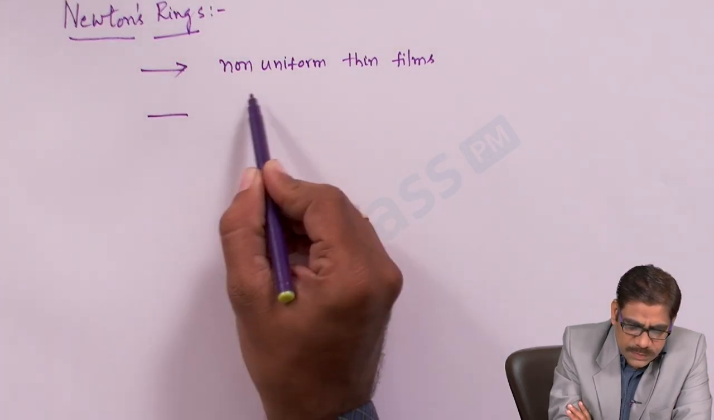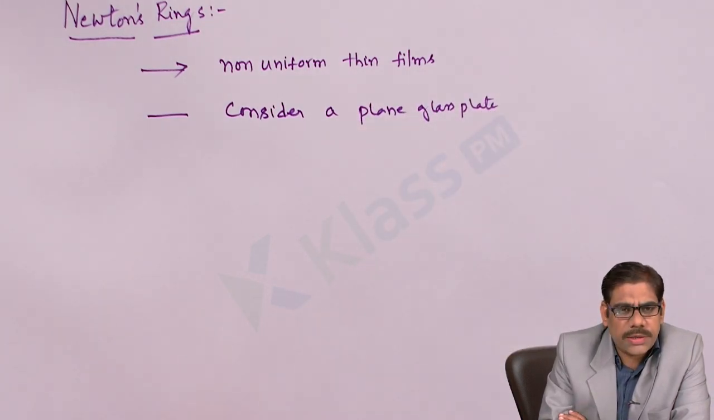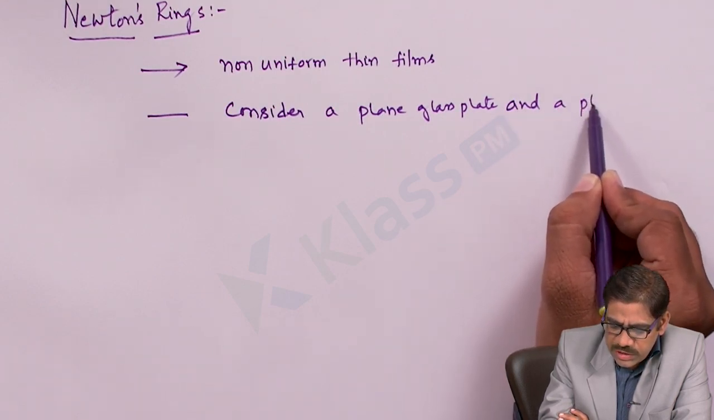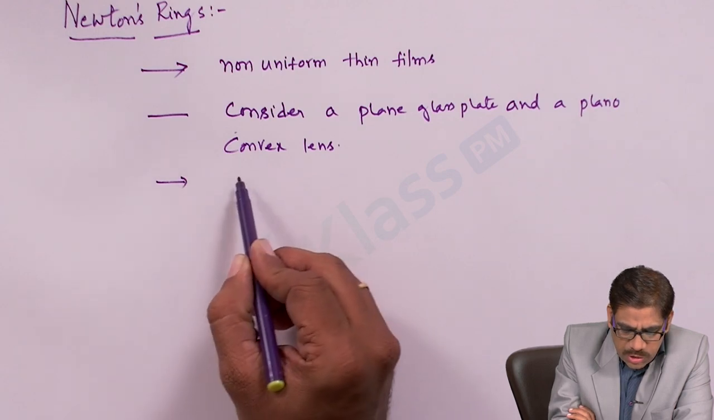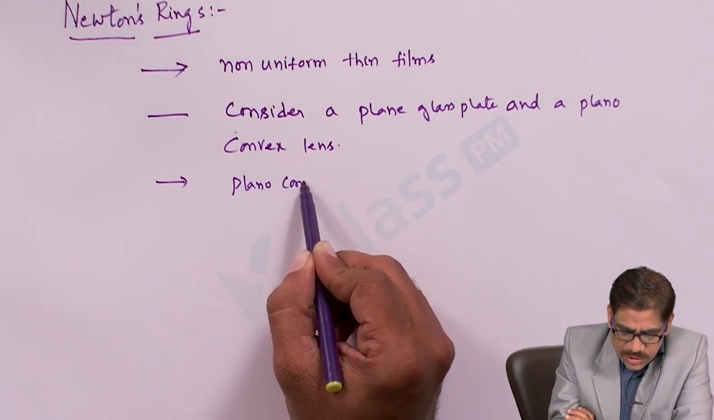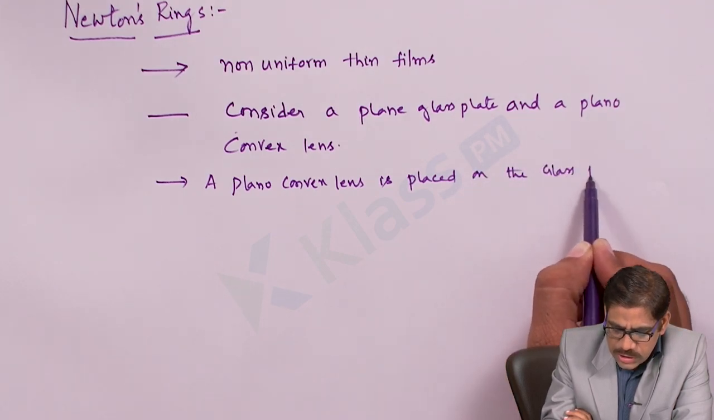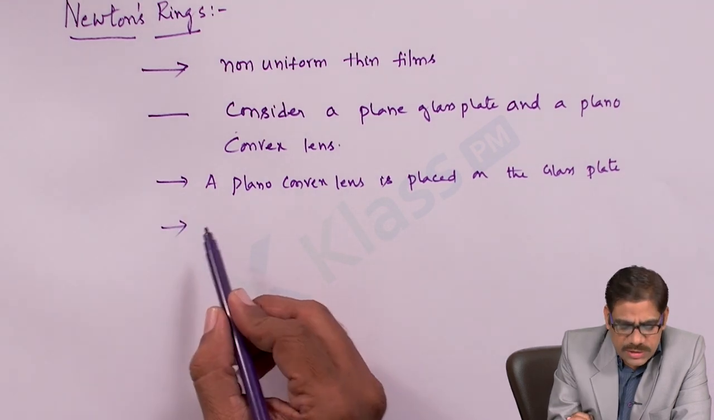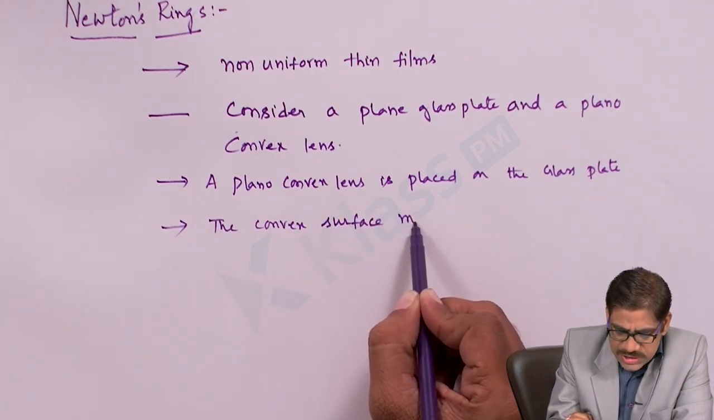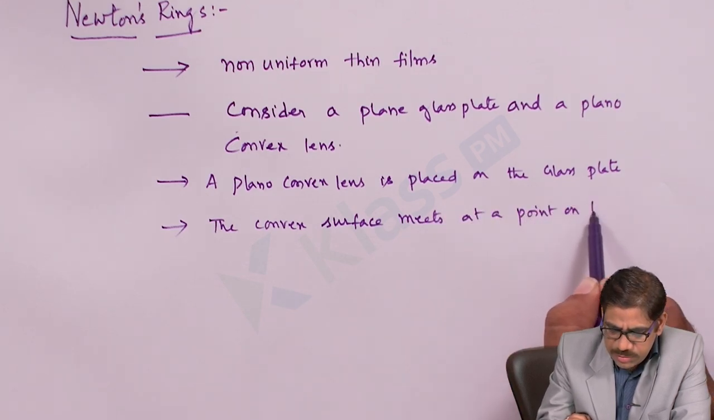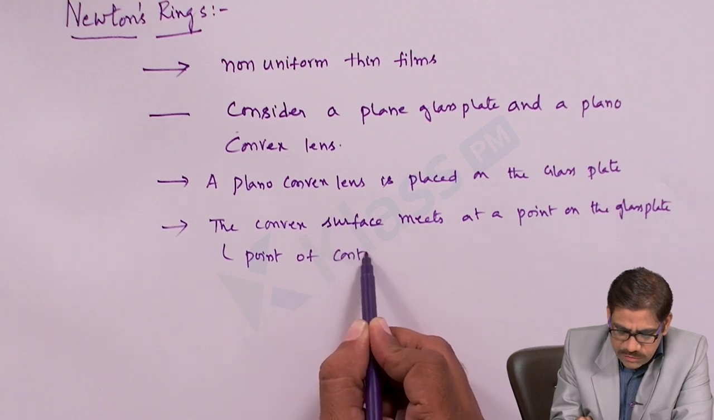Consider a plain glass plate and a plano-convex lens. The plano-convex lens is placed on the glass plate. The convex surface meets the glass plate at a point, which we call the point of contact.